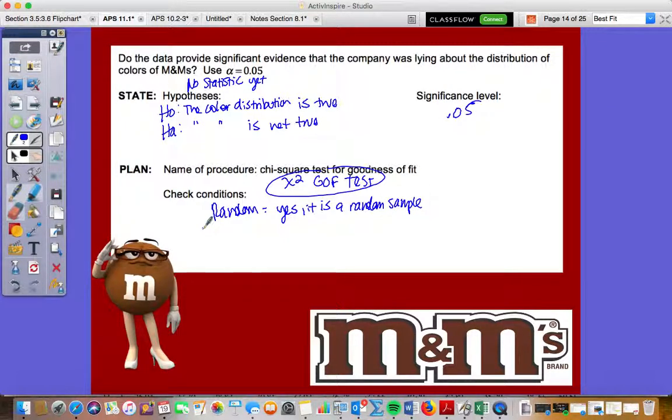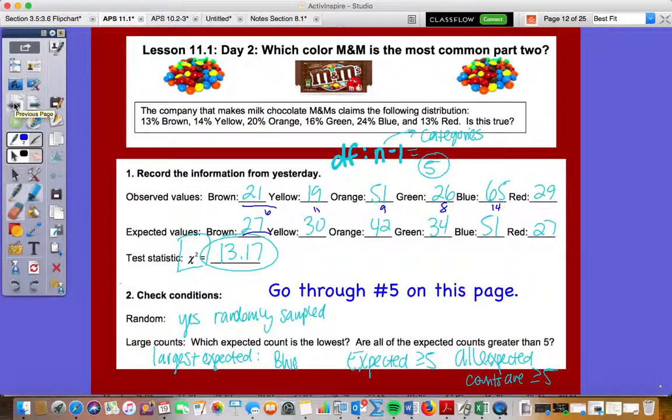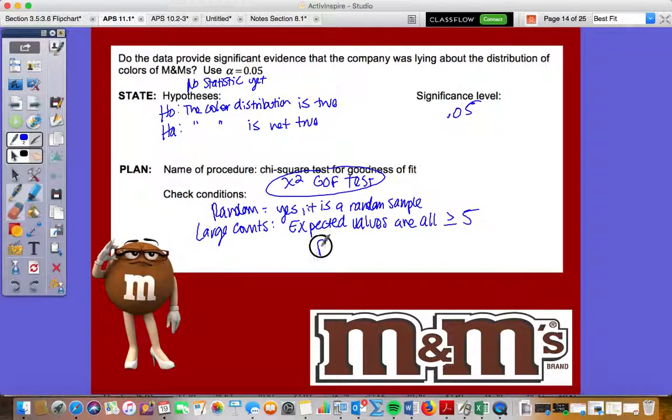Expected are large counts. Expected values are all greater than or equal to 5. Okay? Making sure we're saying that. A lot of times we'll put the lowest one. So the lowest expected was brown. So we just say that brown, which had 27, was the lowest and was greater than or equal to 5. Good?